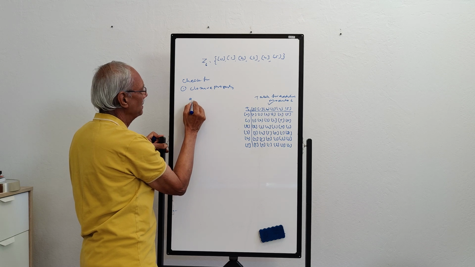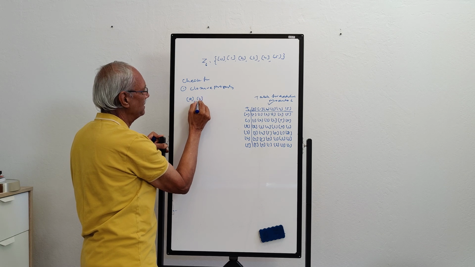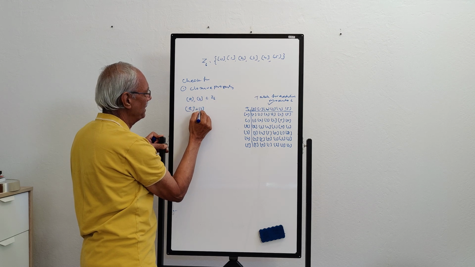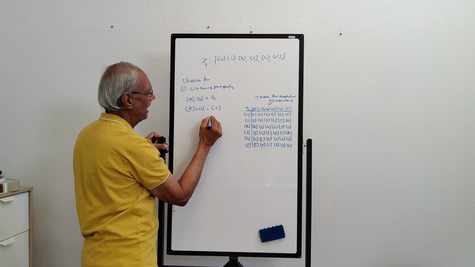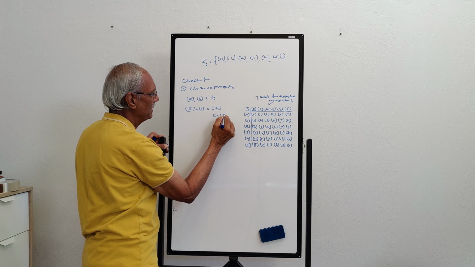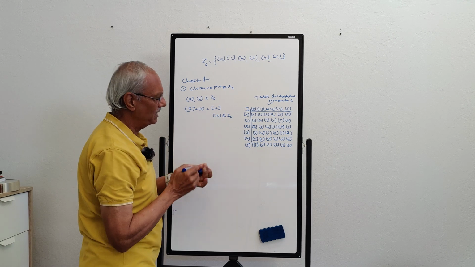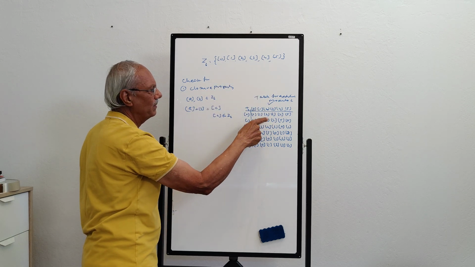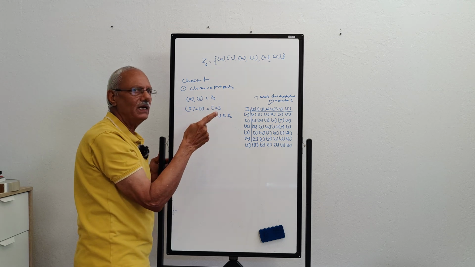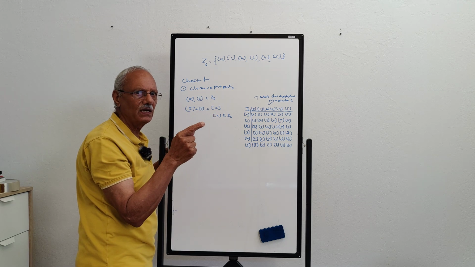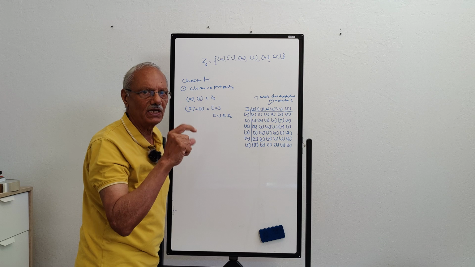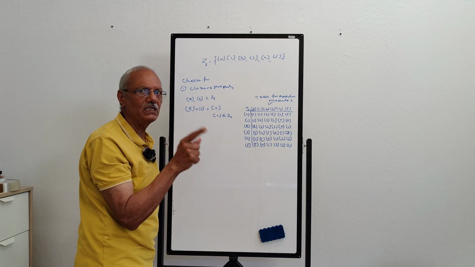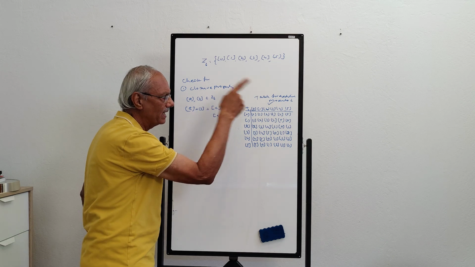See, take any element, class A and class B belonging to Z6. Class A plus class B is equal to class C, and class C belongs to Z6. Correct or not? You take any two elements and add them, and you get another element, which is again a class because of the remainder that we get on adding two numbers. That tells you the class in which it falls, and this class C will again be an element.